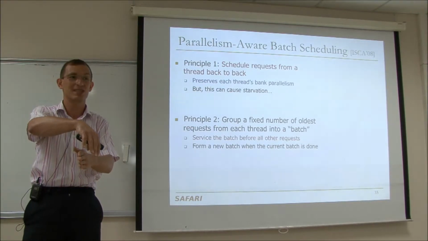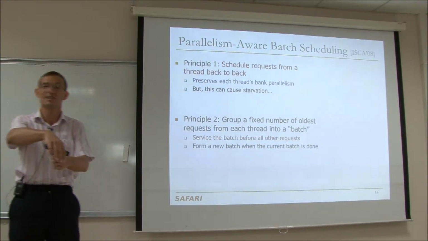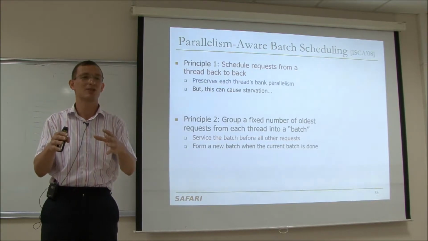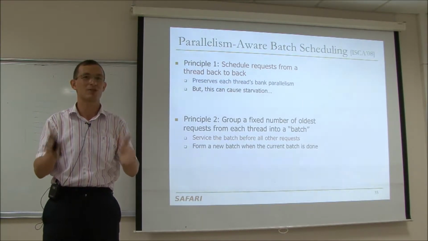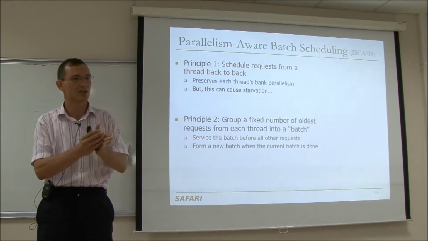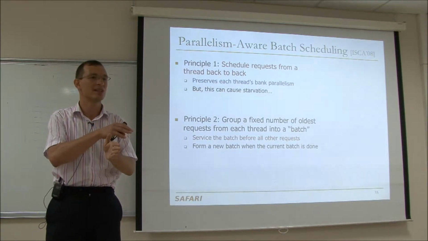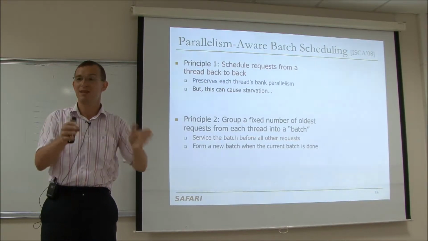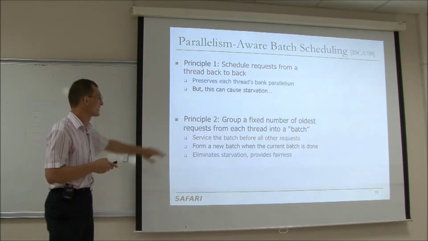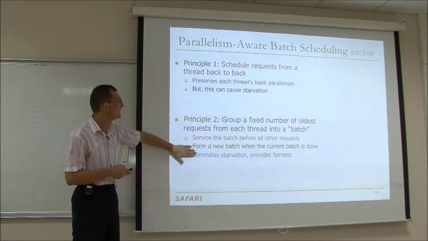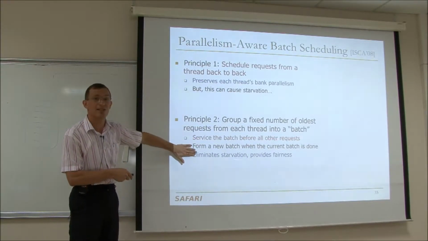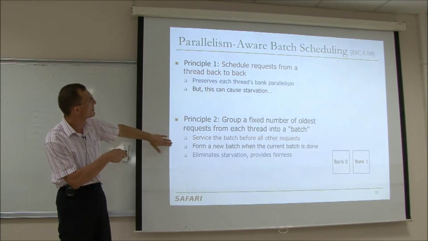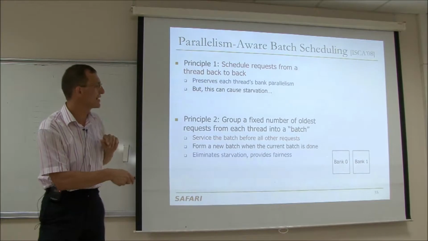This idea has been used in disks for a long time, for almost 50 years now. Basically, if you have many requests coming into the disk controller, you batch some requests saying that I'm going to service these first, such that no one else is serviced. And after that, I'm going to go back to the next batch. So I'm going to discuss in a little bit more detail. But basically, if you do this, this eliminates starvation and provides fairness and provides a substrate for doing parallelism-aware scheduling. Let's take a look at how this looks like.